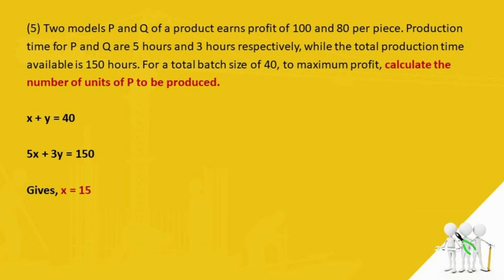to be produced. To solve this numerical, let us assume x and y be the number of units of production of P and Q products respectively. And hence, again writing the constraints in equation format, we have x plus y is equal to 40, that is the total batch size, and 5x, that is 5 hours production time for P, plus 3y, that is 3 hours production time for Q, is equal to the total production time of 150. Solving this, we get x is equal to 15. That means 15 units of P are to be produced.